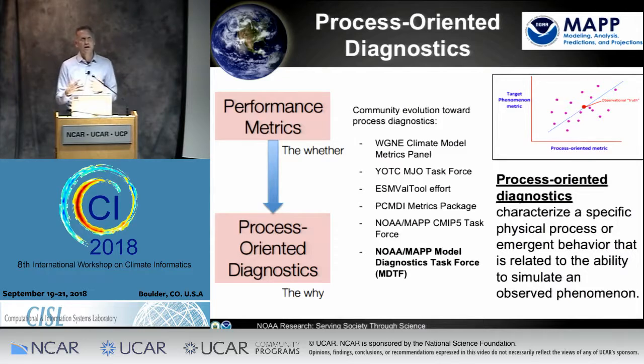I mean, there's a lot of work recently done on emergent constraints. The idea is that if a climate model is able to realistically simulate some process, which might be a single process or a collection of different processes acting together to produce some emergent behavior, then that model is likely better suited to do future projections.